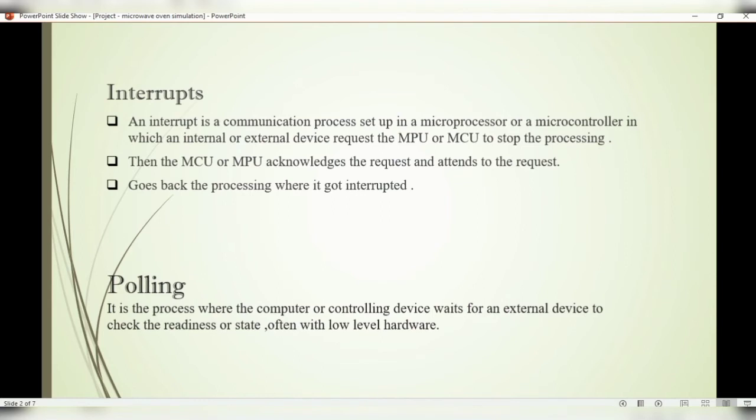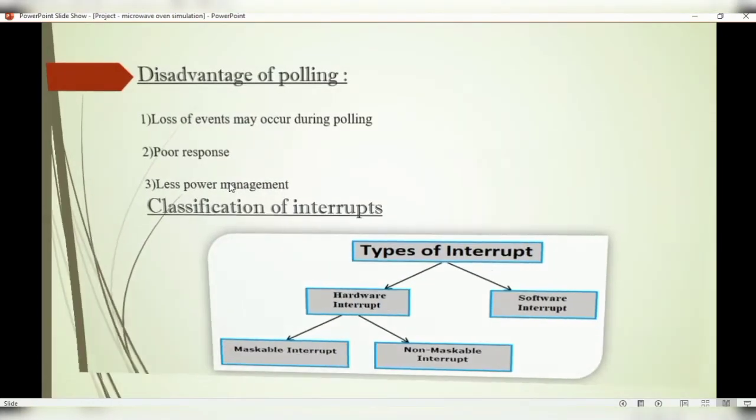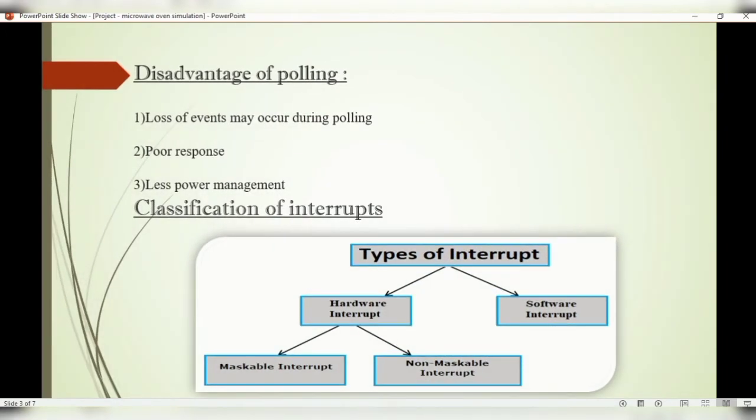Polling. What is polling? It is the process where the computer or controlling device waits for an external device to check its readiness or state, often with low-level hardware. What are the disadvantages of polling? Loss of events may occur during polling, poor response, less power management. Classification of interrupts. Interrupts are classified into two types: hardware and software interrupts. Hardware interrupts are further divided into two types: maskable and non-maskable interrupts.